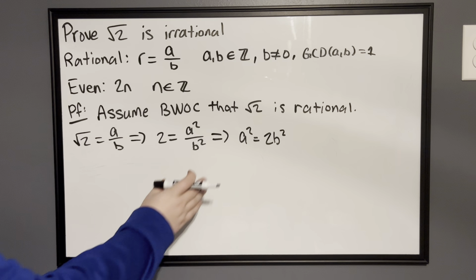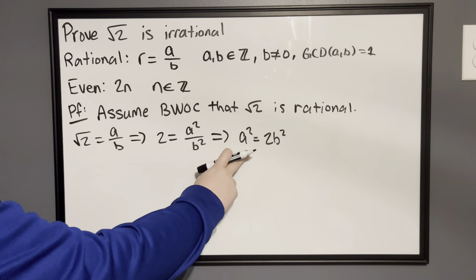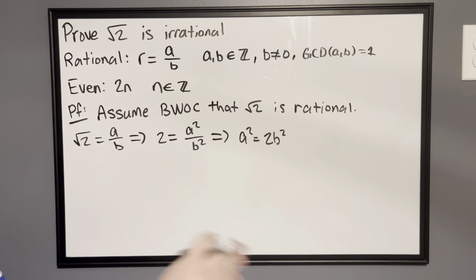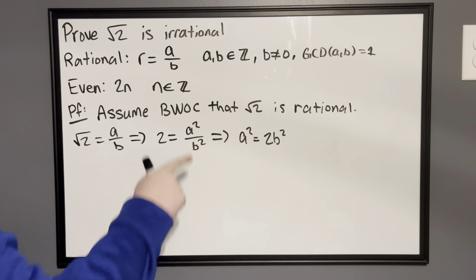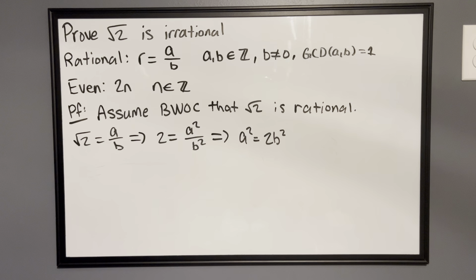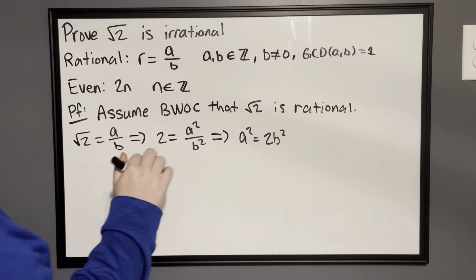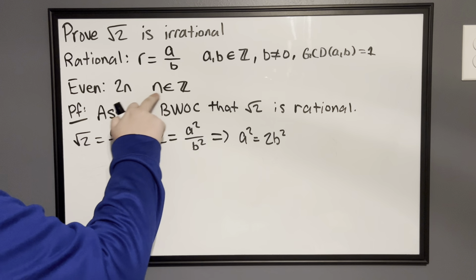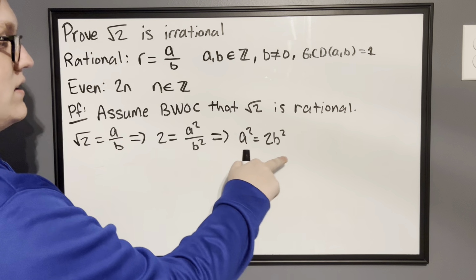So now that we have a squared equals 2b squared, we see that a squared is an even number. The reason is that we know b is an integer, so b squared is also going to be an integer. We can't square an integer and get anything that's not an integer. So if we set b squared equal to this n, we know that a squared is even.